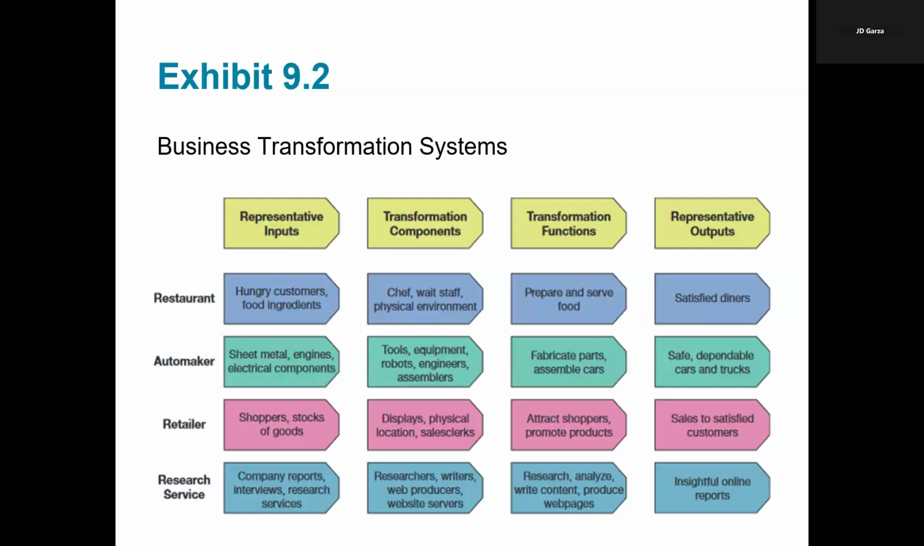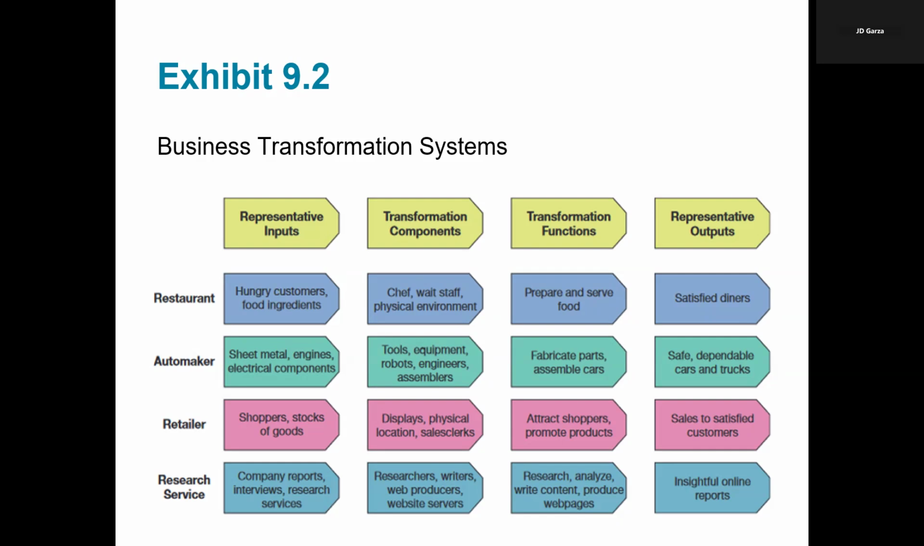Now, this concept of business transformation systems shows how inputs are converted into outputs through a series of transformation components and functions. The model that you see here in Exhibit 9.2 highlights the core idea that all businesses, regardless of the industry, engage in a transformation process that converts resources into desired outcomes. Okay. And how do business transformation systems work?